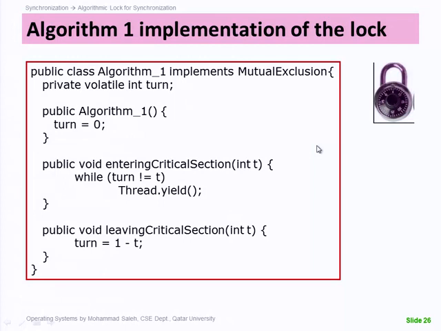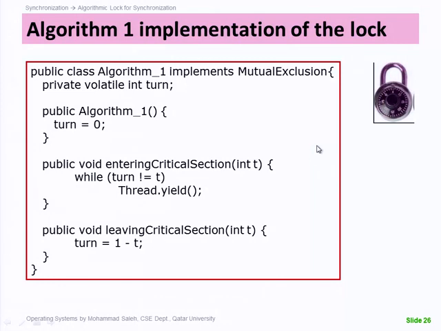Okay? But if it's not equal, then the worker should be what? Should just suspend itself, right? Suspending is done by calling a yield method. Yield, okay, yield does what? The suspension of the calling thread.